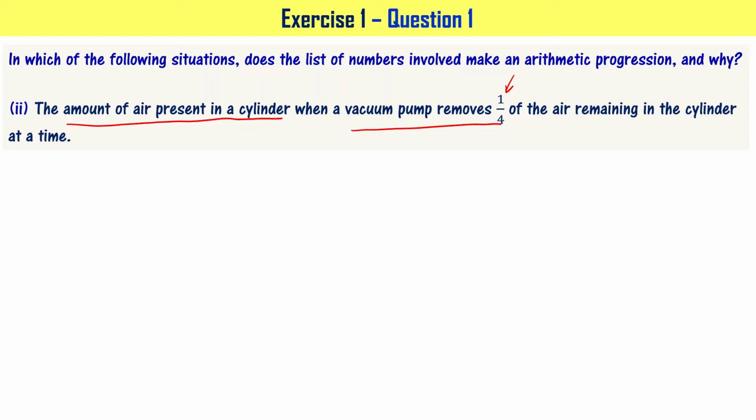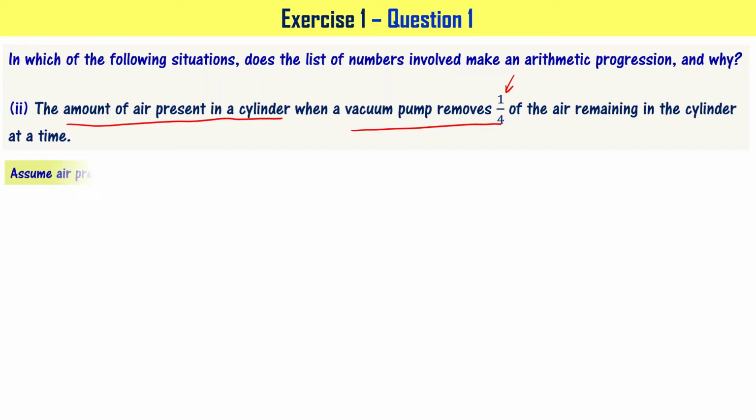For example, if you have a full tank or full cylinder and you operate the vacuum pump, it is going to remove 1/4 of the air present in that. It means you will have 3/4 of the air present at the end, right? Again, you operate the pump on it, it is going to remove 1/4 of whatever is present in the cylinder, meaning 3/4 of the cylinder is already present. So you are operating the pump. It is going to remove 1/4 of 3/4. Got it? So let's write that.